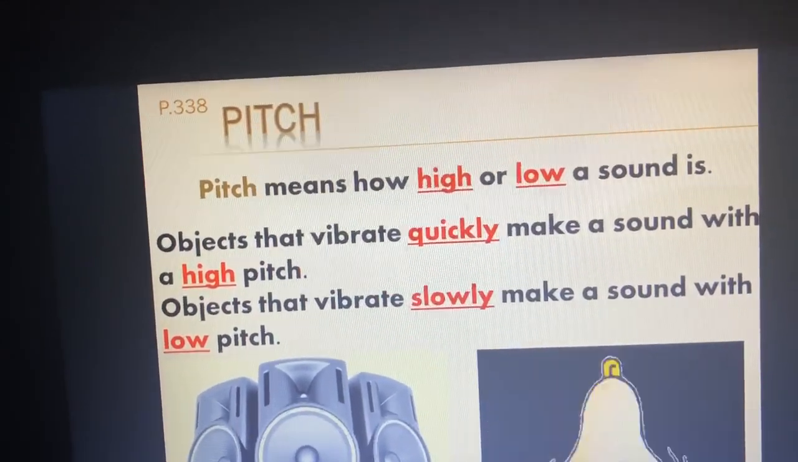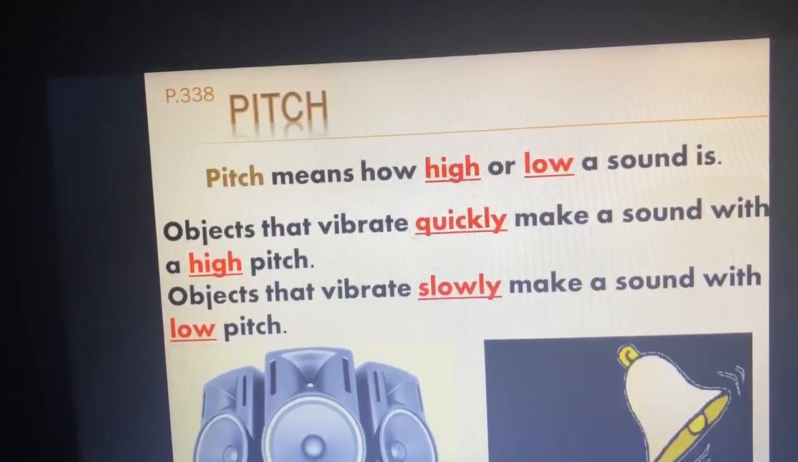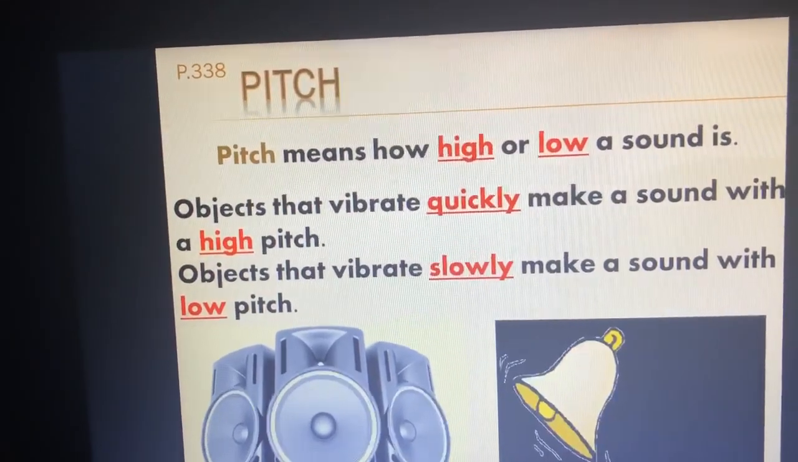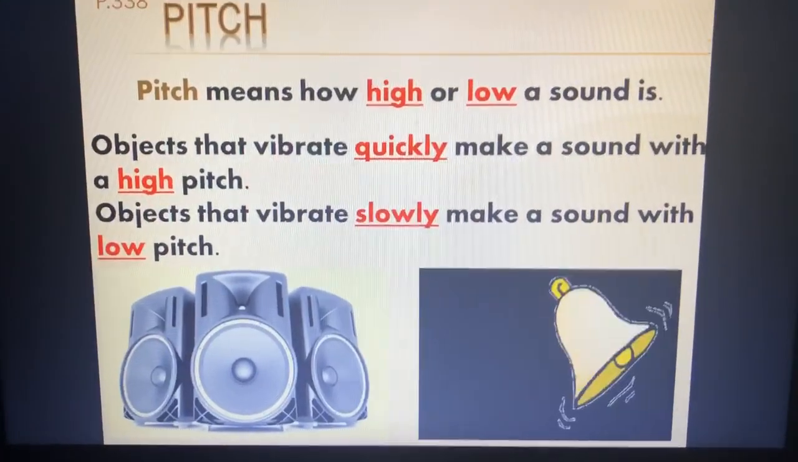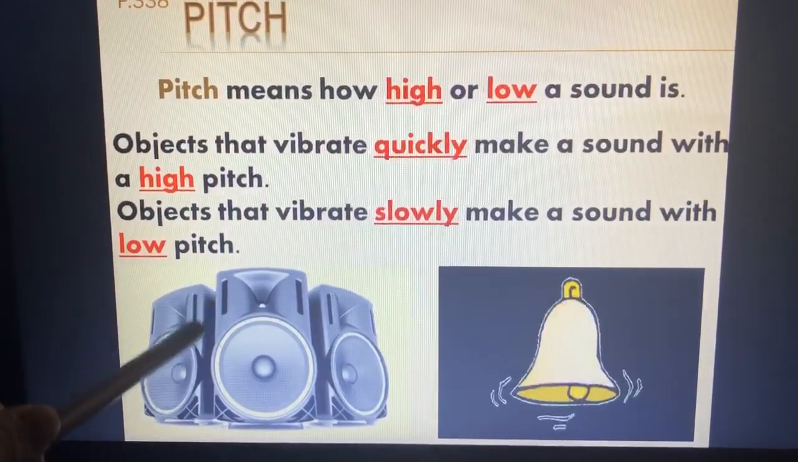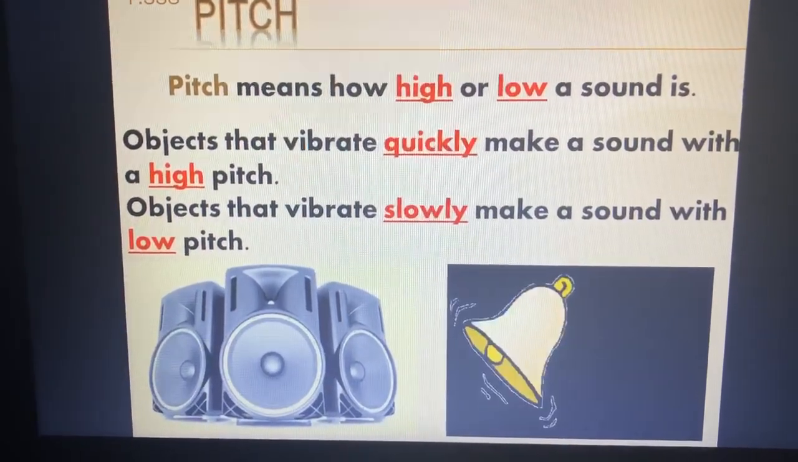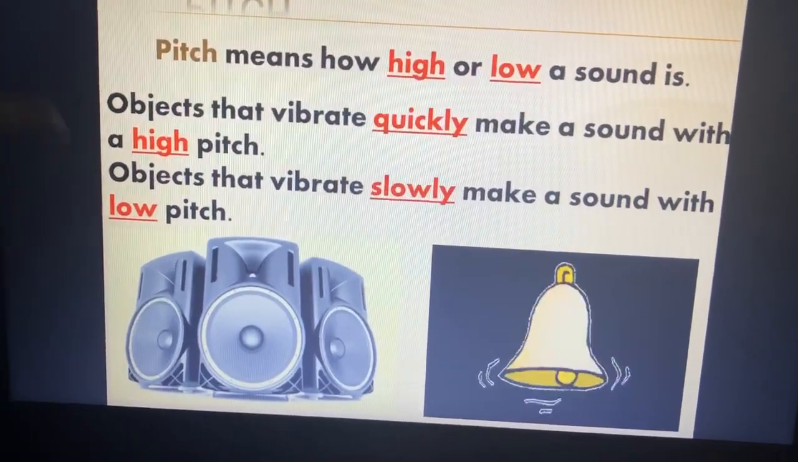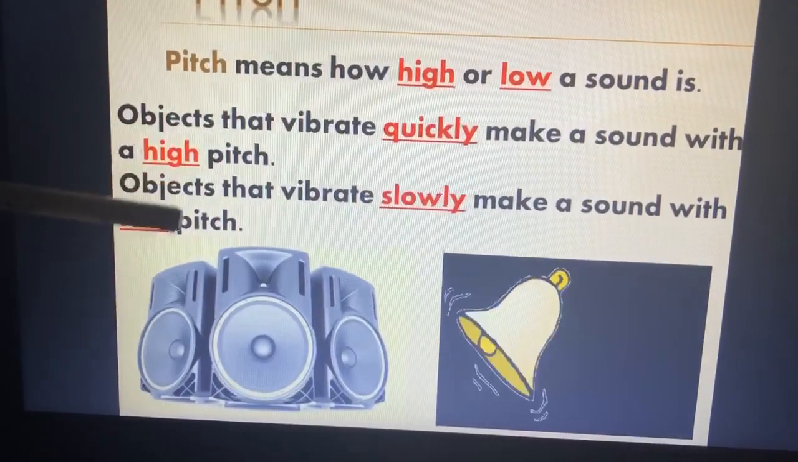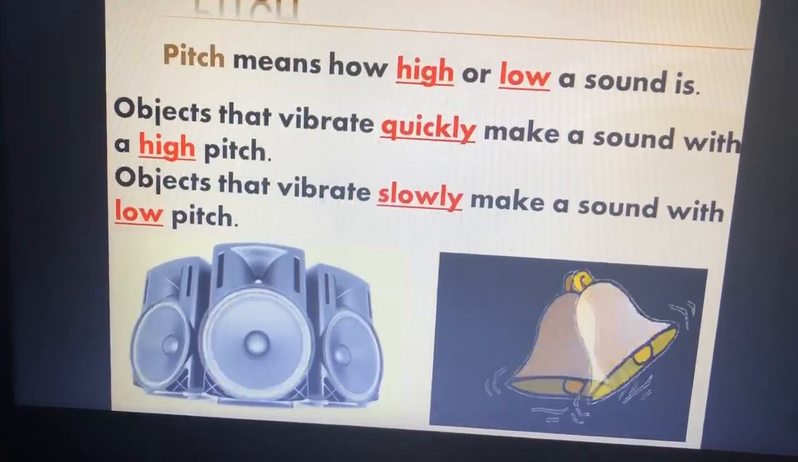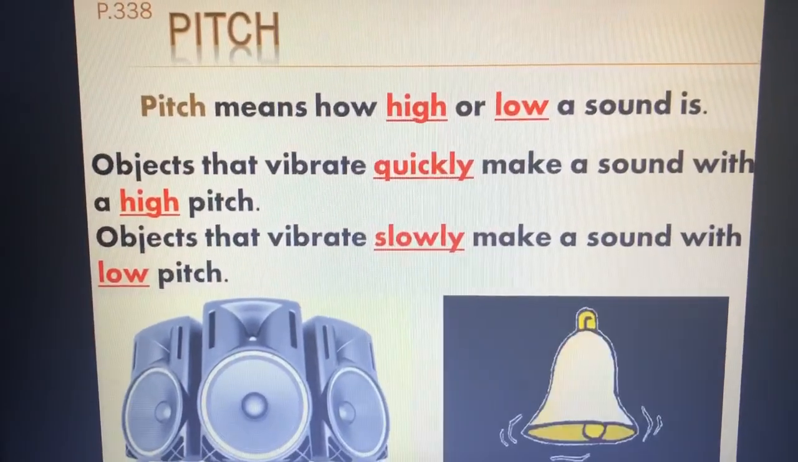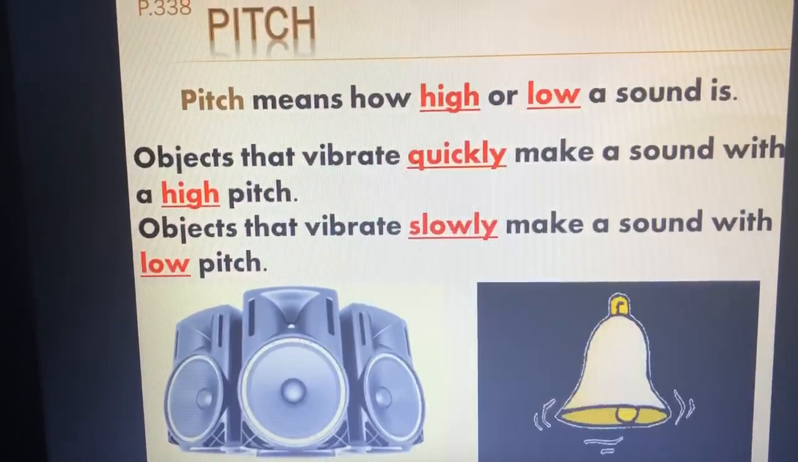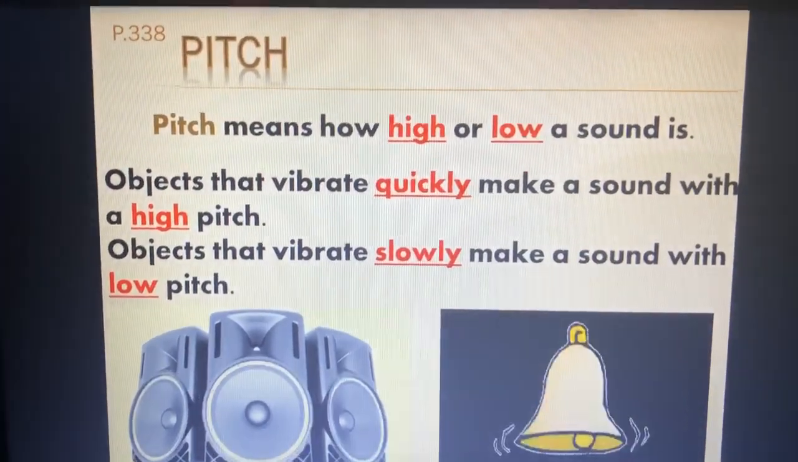Objects that vibrate quickly make a sound with a high pitch. For example, the speakers here. When they are vibrating quickly, they are of course giving us a high sound or a high pitch. While here the opposite, objects that vibrate slowly make a sound with low pitch. For example, here the bell, if you just move it slowly, it's going to bring us low pitch or low sound.